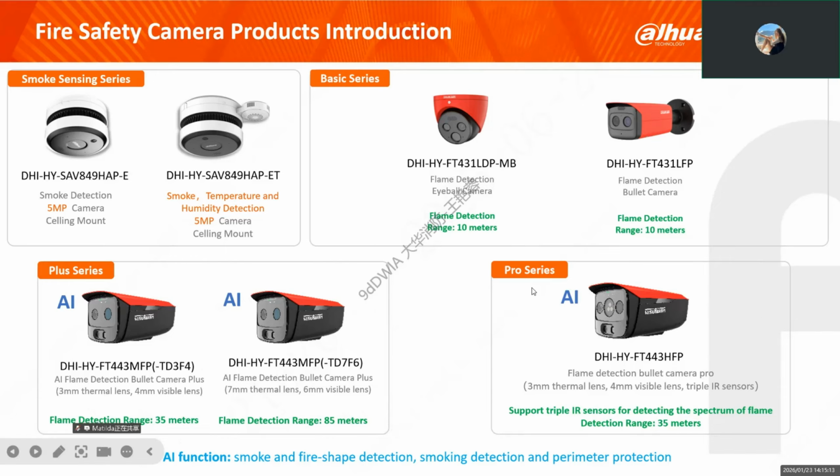And then for the Pro series, this model is the Pro one, which has the full function. It supports the basic thermal function, the AI function, and also the triple AR detection. For this model, the flame detection range is also 35 meters.